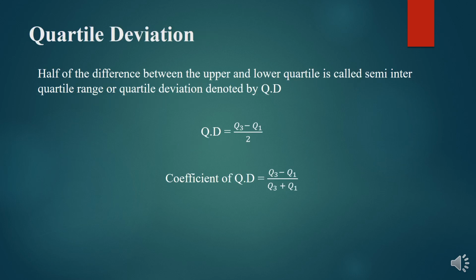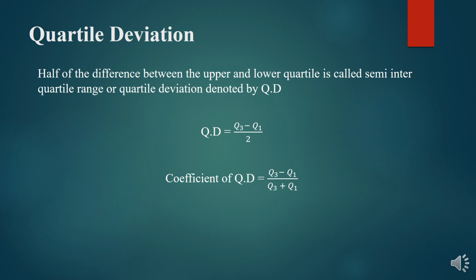So what is the quartile deviation? The quartile deviation is half of the difference between the upper and the lower quartile. Also, it is called the semi-interquartile range. It's up to you, whatever you want to call it. So this is called quartile deviation and it is denoted by Q.D.